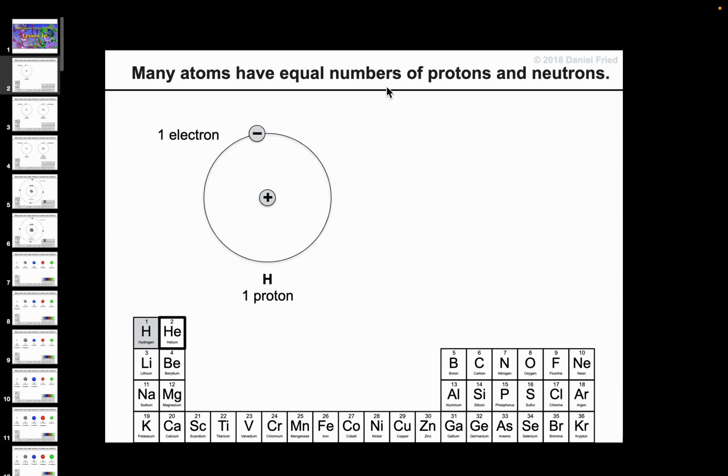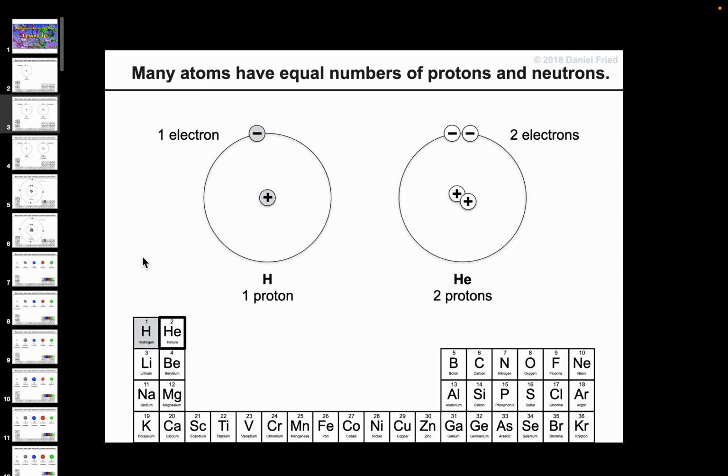Many atoms have equal numbers of protons and neutrons. This is true for most atoms. So hydrogen has 1 proton, and helium has 2 protons and 2 electrons. We've learned all about this in the past few episodes. So that is the nucleus. However, helium also contains 2 neutrons as well.